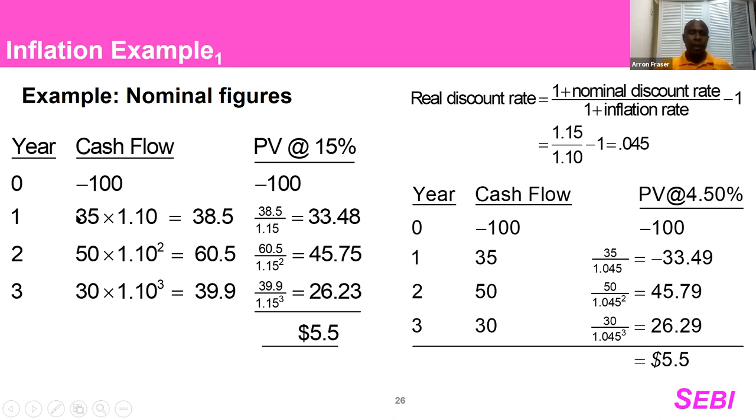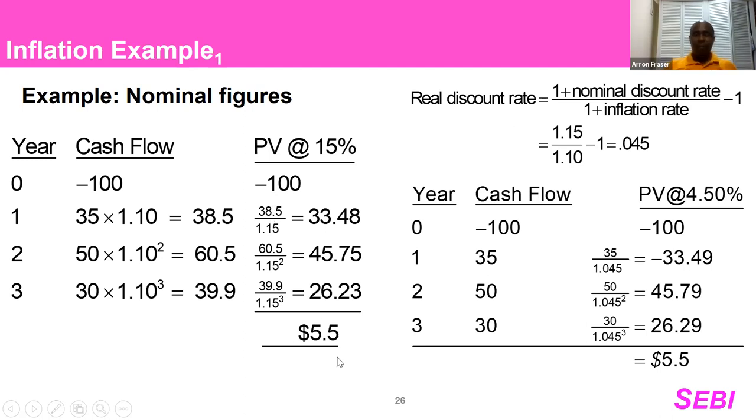So now the inflated cash flows, or the real cash flows times the inflation rate, would give you 38.5, 60.5, and 39.9. We use these inflation-adjusted cash flows. We discount them at a nominal discount rate of 15%, and you'll end up with an NPV of 5.5. Right? So here we're taking the real cash flows, adjusting them for inflation, and then these cash flows, which are adjusted for inflation, are discounted at the 15% nominal discount rate.